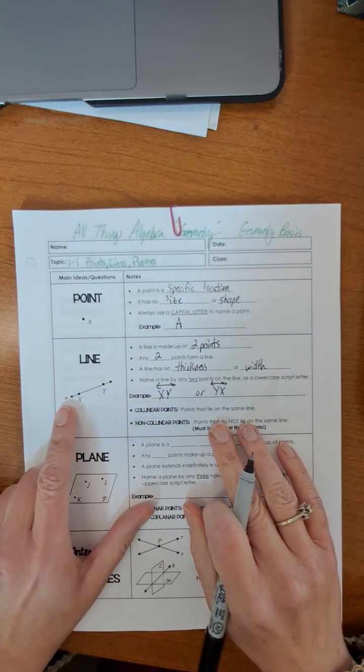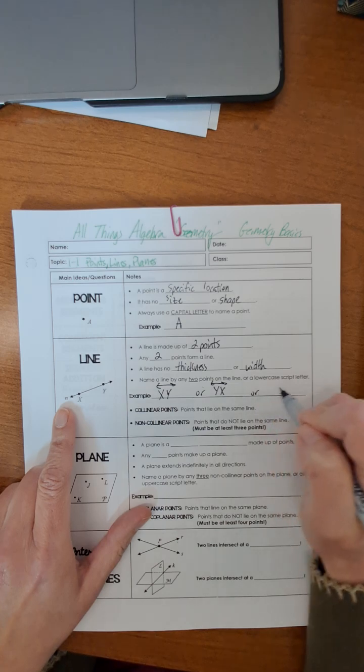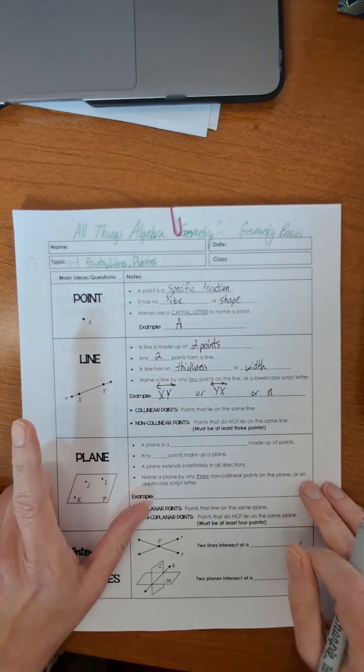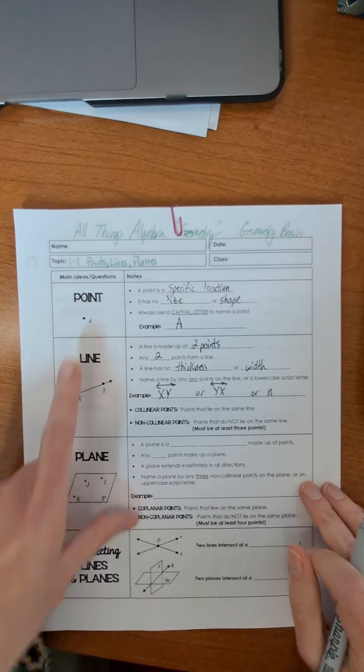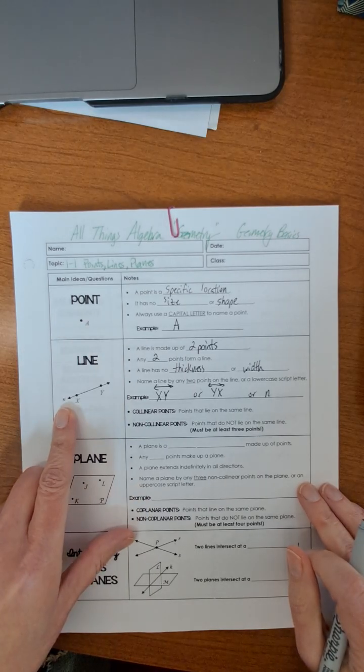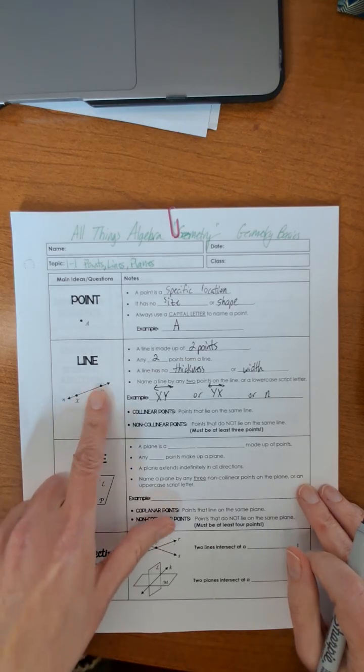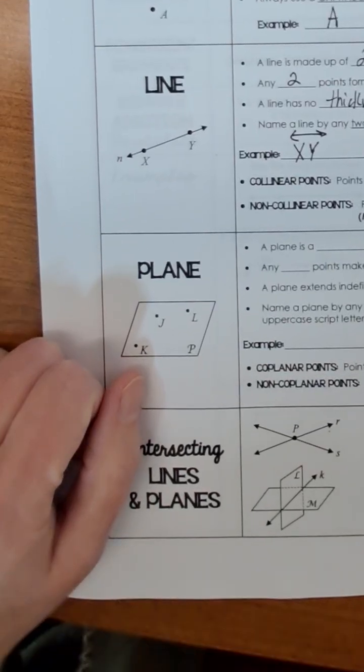You can also use a lowercase letter as the name of the line, and that would be lowercase n. Now, if you use a capital letter, remember that's a point, and since there's no dot here, that is the name of the line, line n. Okay, collinear, you need to know that. Collinear means on the same line, and non-collinear means not on the same line. This is important. So if I have another dot on here, collinear means they're all on the same one. Okay, you guys, moving on.